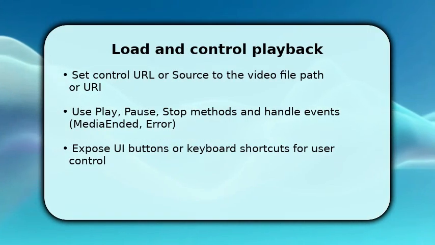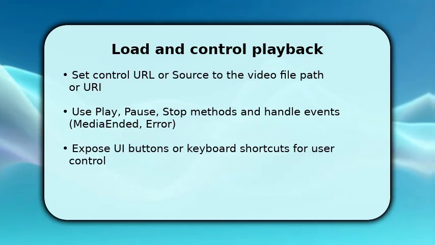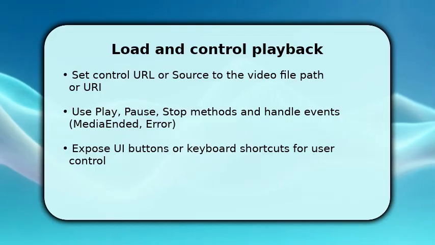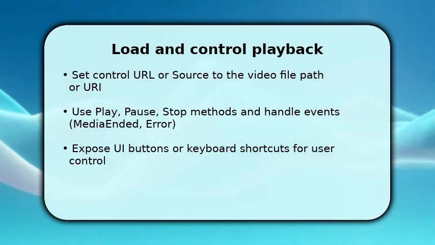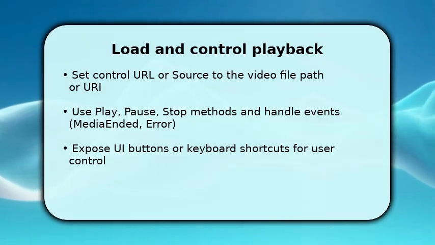Now you wire the control to a file and add playback logic. In code, set the control's URL or source property to the local path or streaming URI. Use relative paths for deployed apps. Call play, pause, and stop methods from event handlers or button clicks, and subscribe to events like media ended and error to respond to state changes.